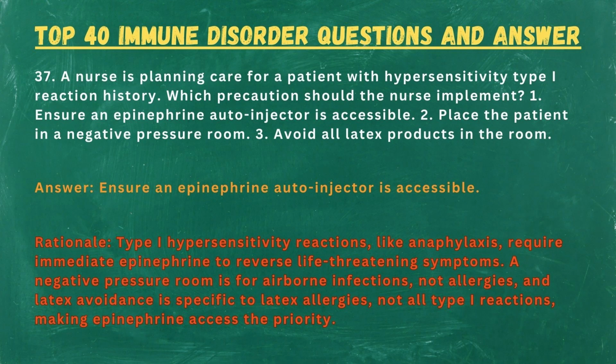Rationale: type I hypersensitivity reactions like anaphylaxis require immediate epinephrine to reverse life-threatening symptoms. A negative pressure room is for airborne infections, not allergies, and latex avoidance is specific to latex allergies, not all type I reactions, making epinephrine access the priority.